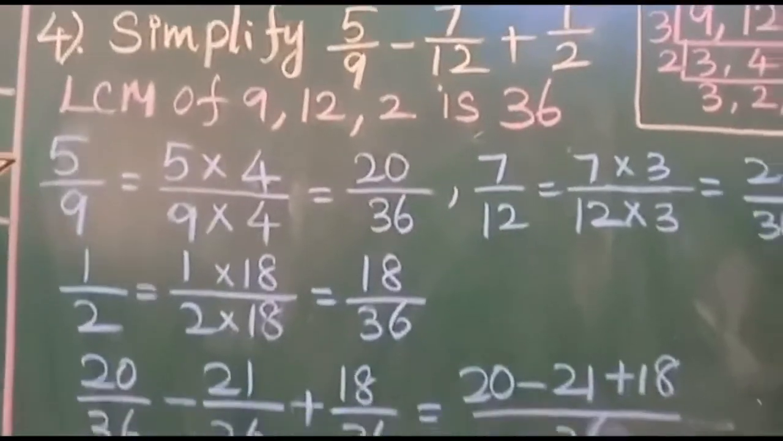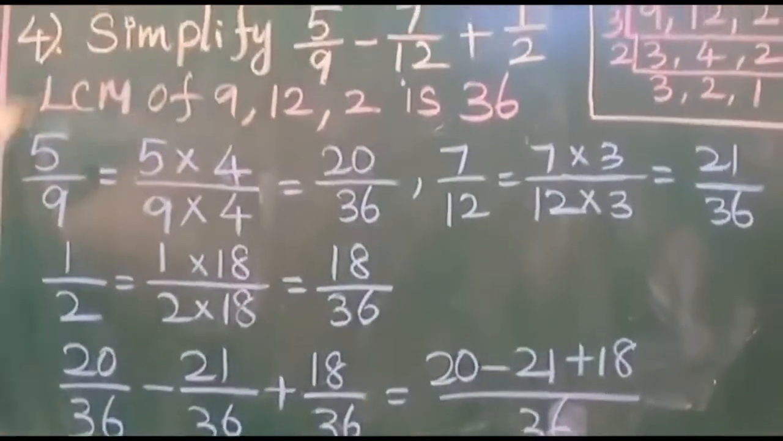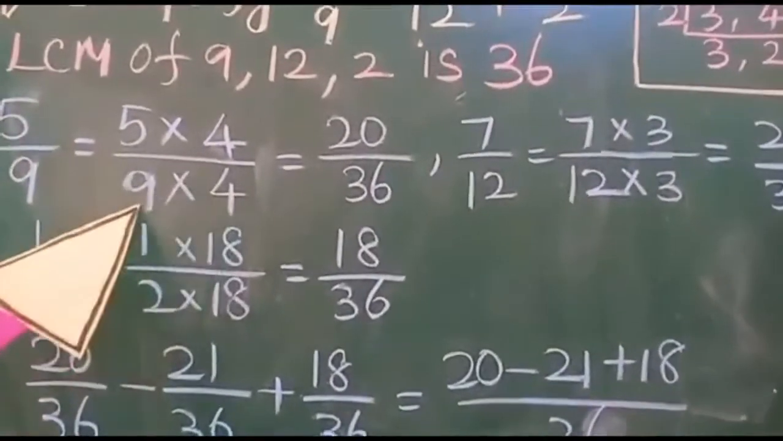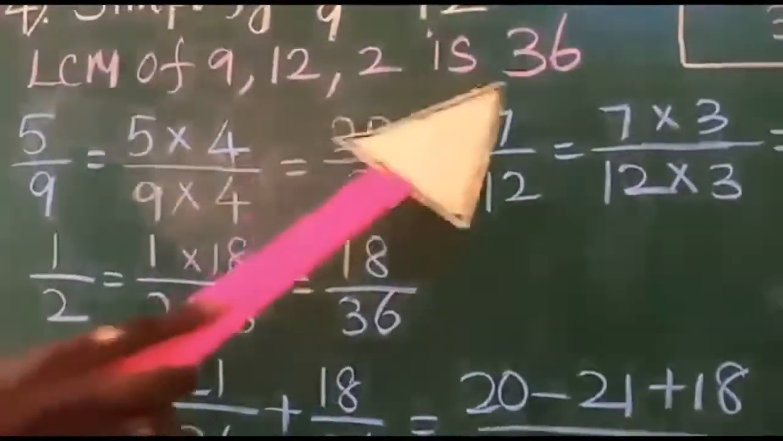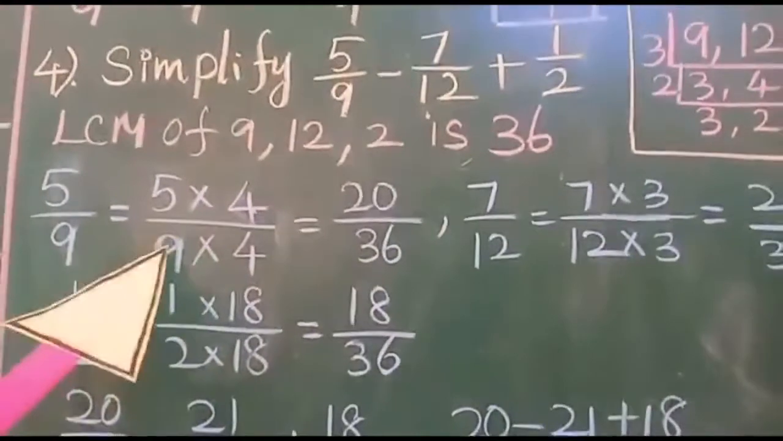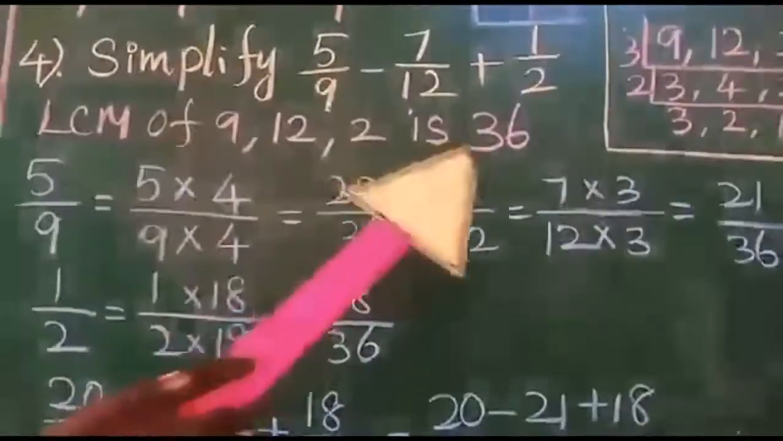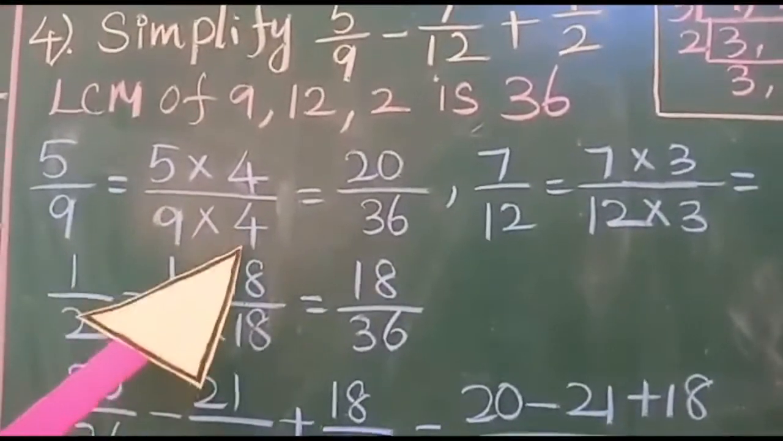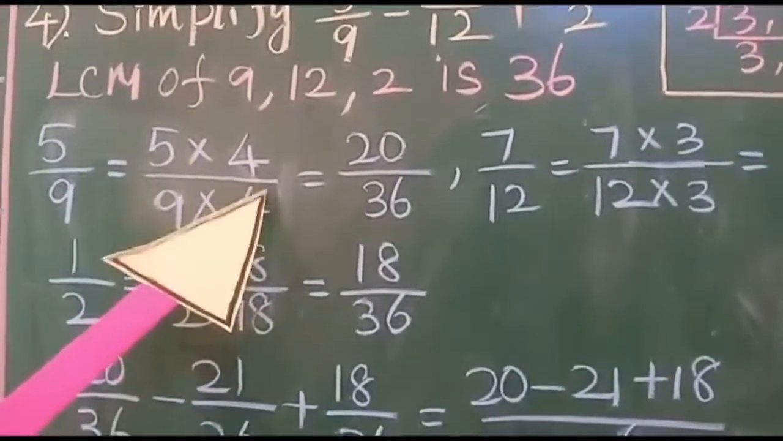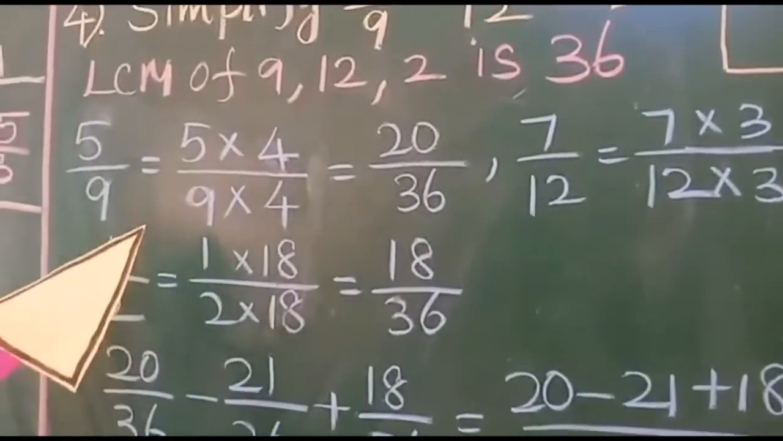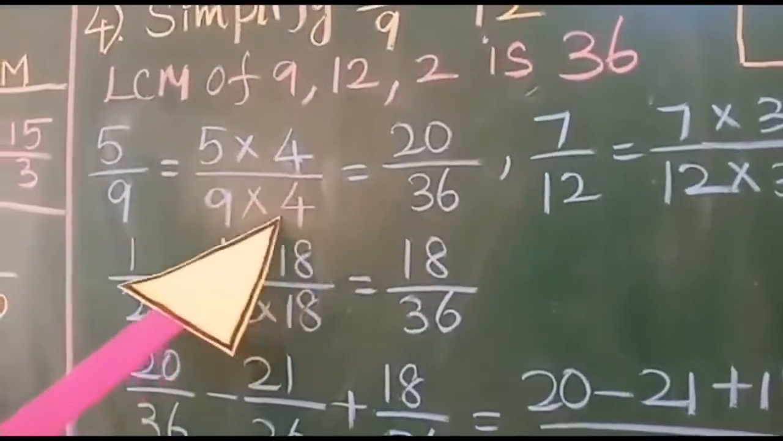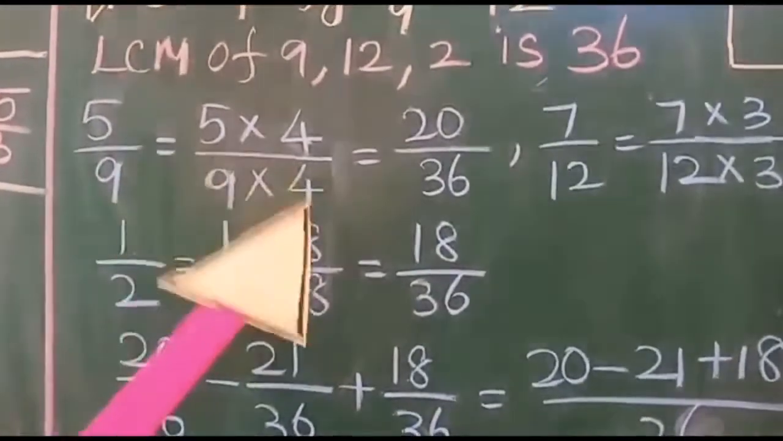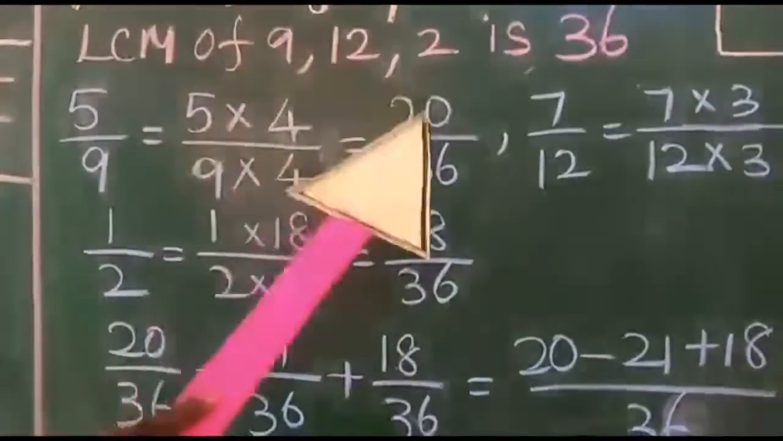See here, 5 by 9, this is the first fraction. 5 by 9 is equal to, which number can we multiply with 9 to get 36? Tell me children, which number can we multiply with 9 so it equalizes to 36? 4, because 9 4s are 36. That 4 should be multiplied in the numerator also. What you multiply in the denominator will be multiplied in the numerator also. So 9 4s are 36, 5 4s are 20.